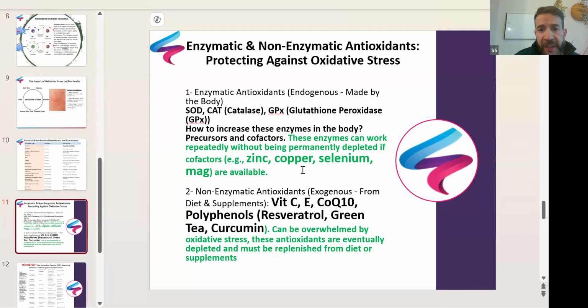Now, the reason why the body prioritizes enzymes over external sources is simply because the internal sources are recyclable. You can use them over and over and over, but the non-enzymatic exogenous forms of antioxidants are not recyclable, meaning you have to replenish the body on a daily basis.